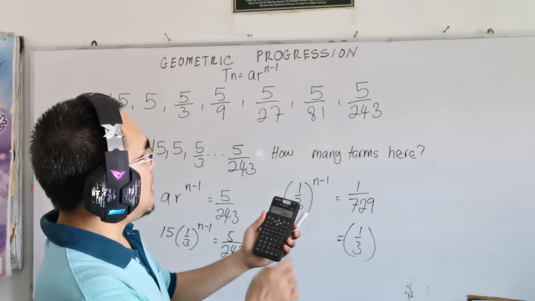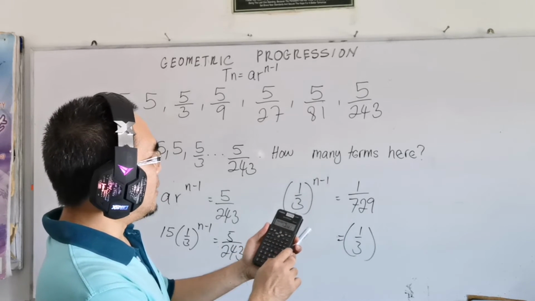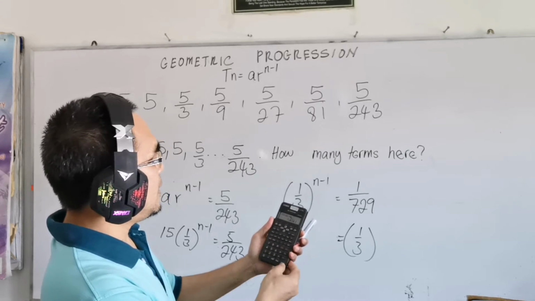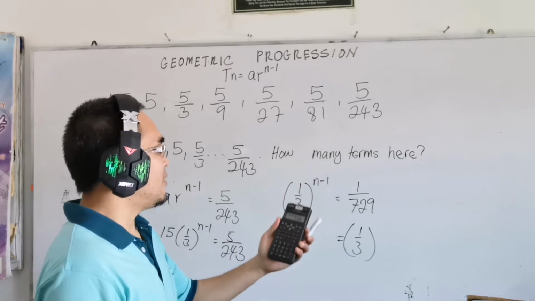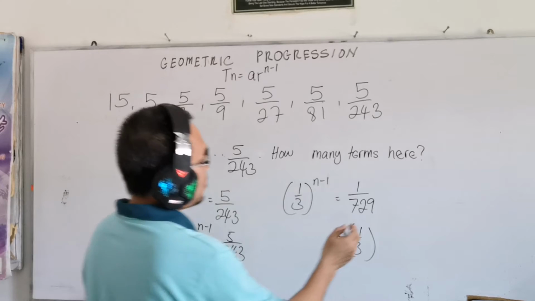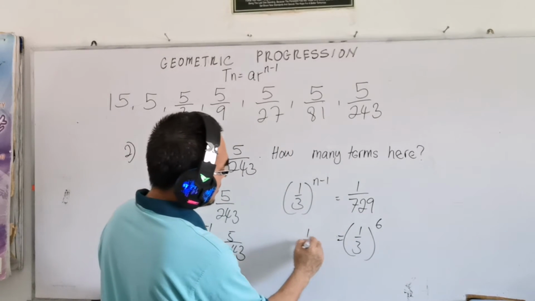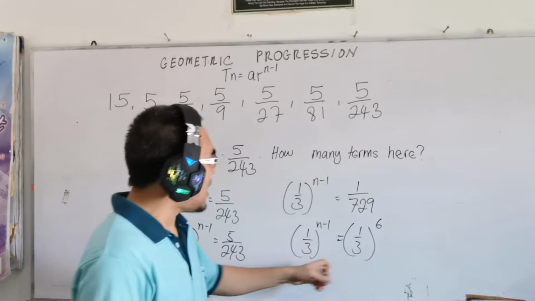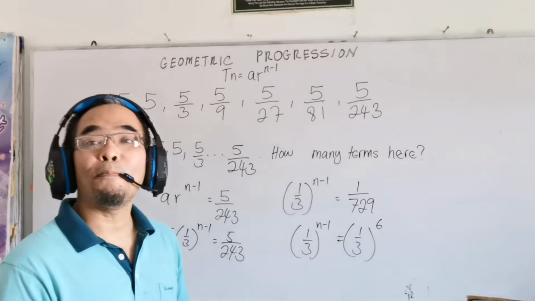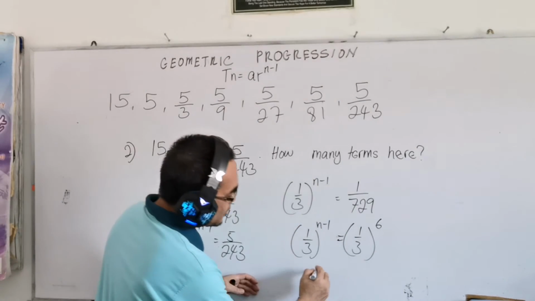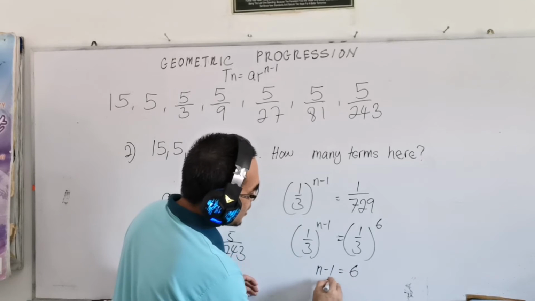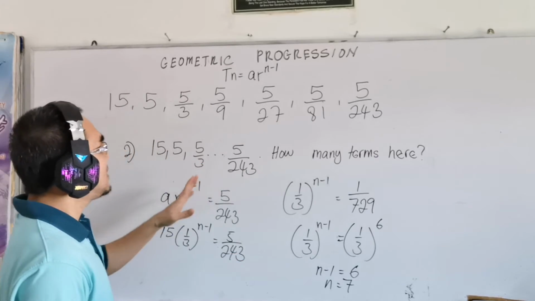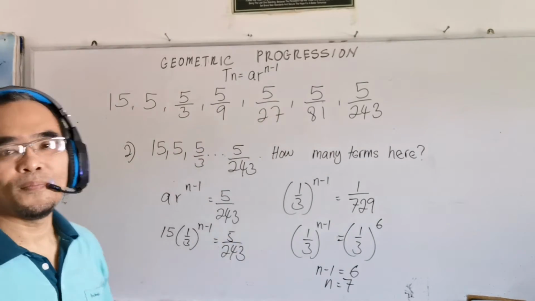Is it? No. It will be lower, so maybe 6. Change that 8 to 6, then it becomes 1 over 729. So this is power of 6, and this is 1 over 3 to the power of n minus 1. Once the bases are equal, you just compare the indices: n minus 1 equals 6. So n will be 6 plus 1, equal to 7. So there are 7 terms here, as you can see.